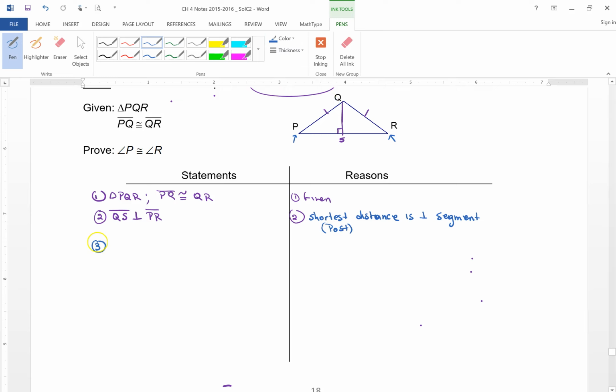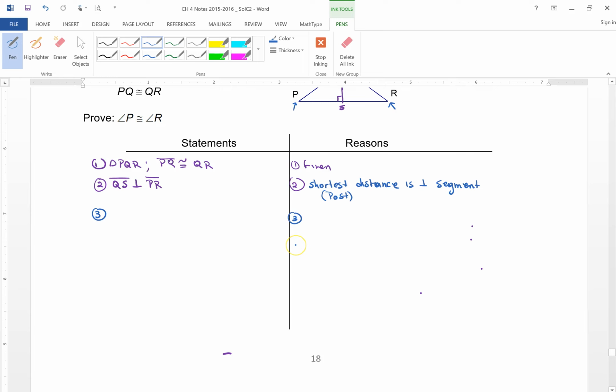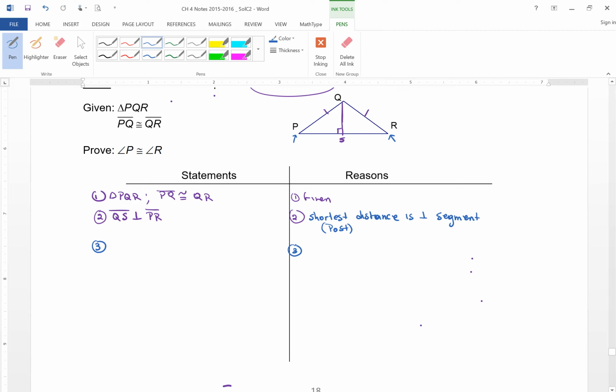Number 3. All right, so if we have a perpendicular line there, then angle QSP and angle QSR are right angles. And the reason is because of the definition of perpendicular lines.